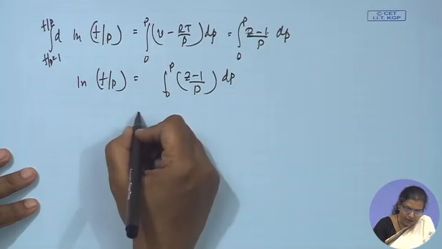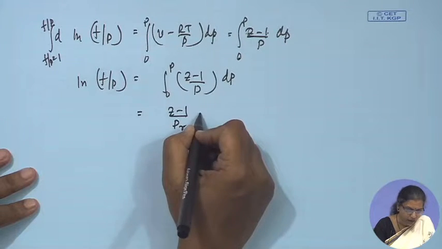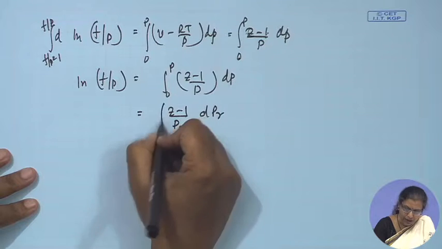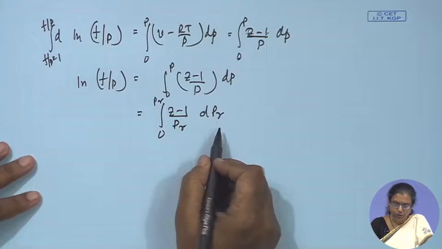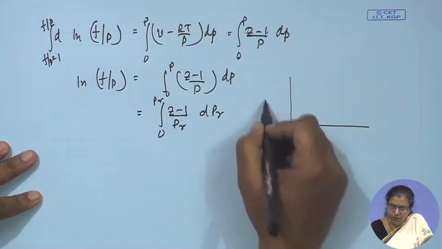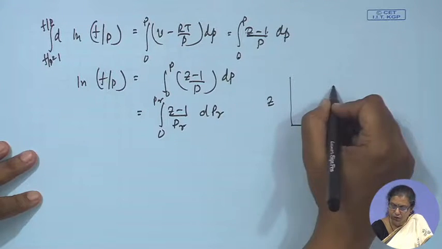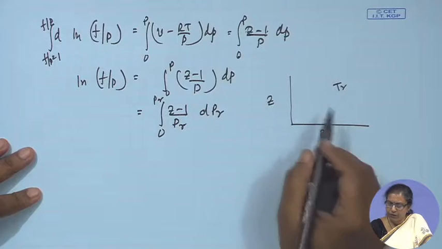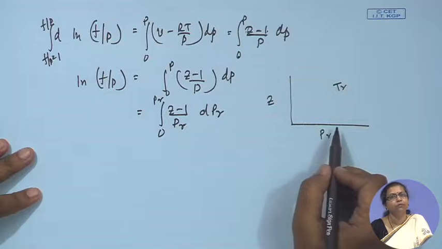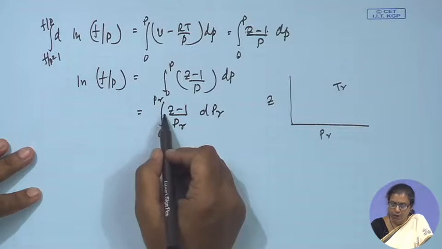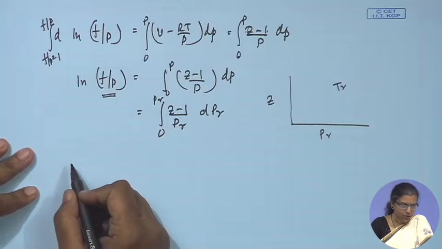And we can also write this down as the integral from 0 to pr of (Z minus 1)/pr dpr. Can we not write it in this particular form? Then I have also displayed to you the different compressibility factor charts which give Z as a function of pr with tr as parameter. We have already discussed those charts. So using those compressibility factor charts we can find out Z, we can substitute Z here, and we can find out the value of the fugacity coefficient.